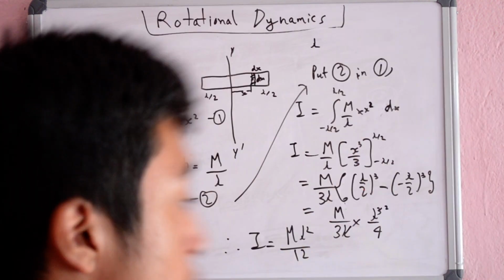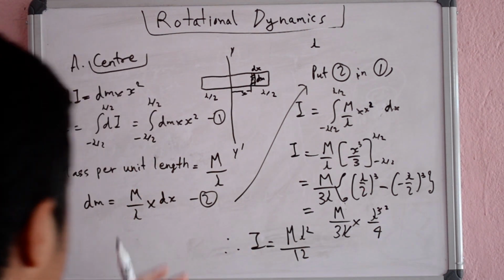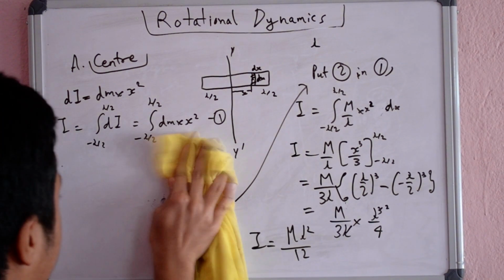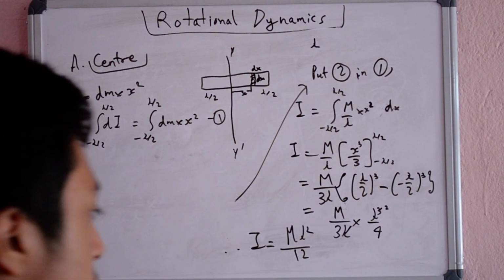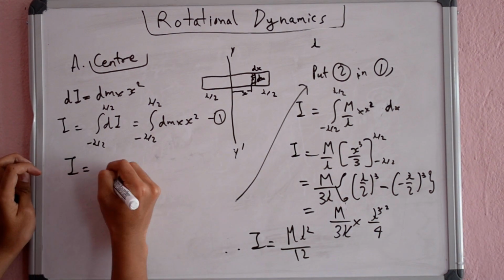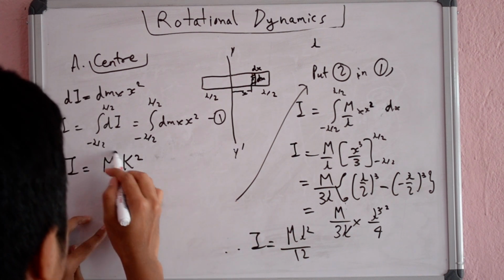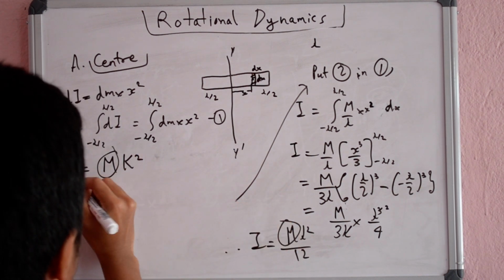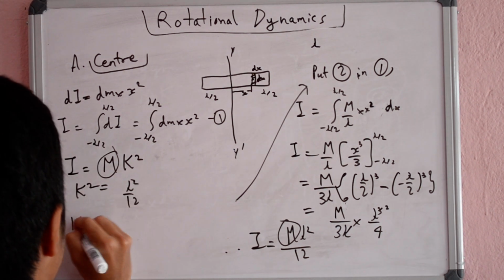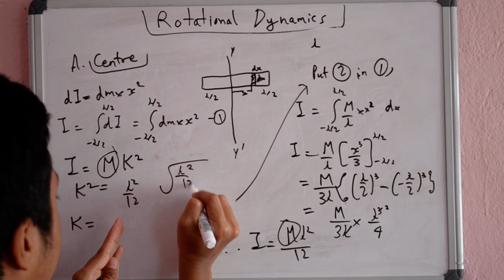Now we can also derive the radius of gyration for the center axis. Well, for the center, when the axis of rotation lies in the center, we have I equals M L square by 12. We also know that moment of inertia is equal to M k square. If we compare this, we have mass and mass. So that must mean k square equals L square by 12. So that means k is equal to root under L square by 12.